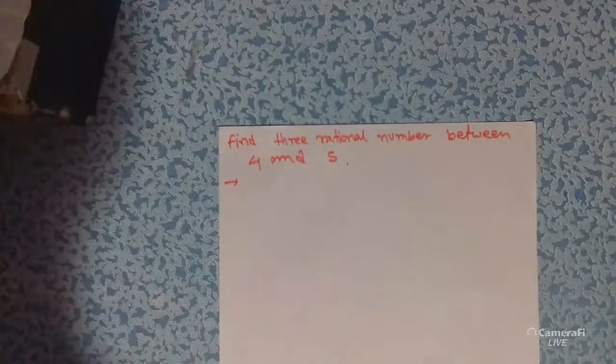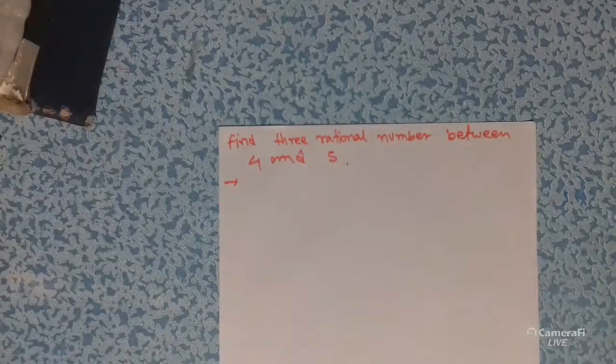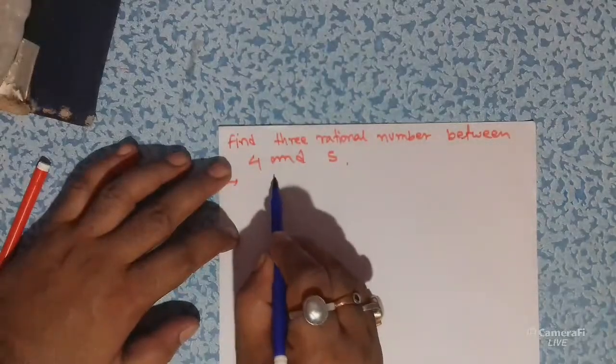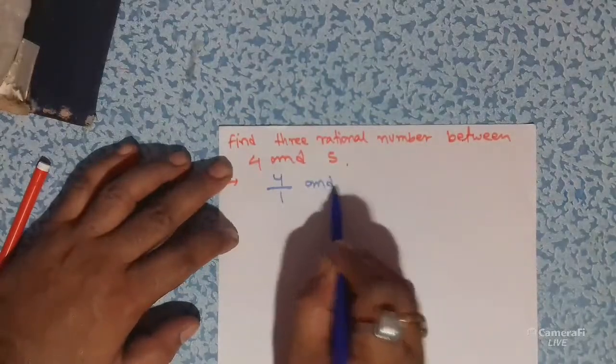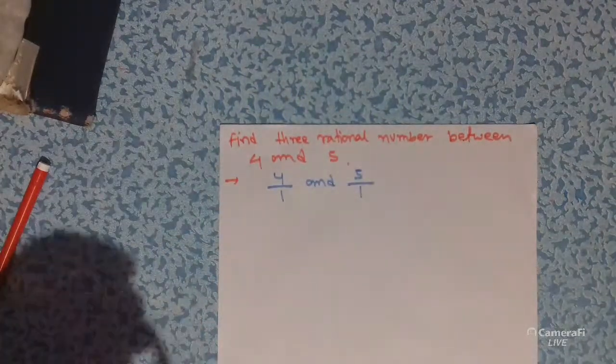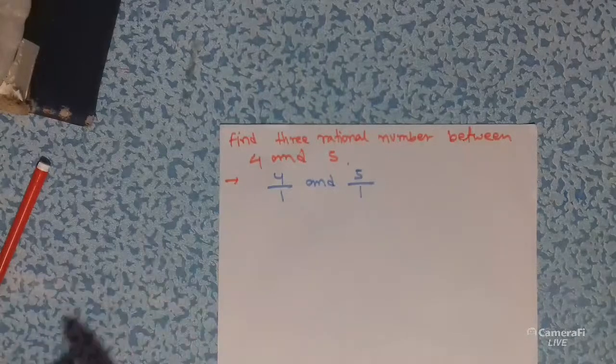Find 3 rational numbers between 4 and 5. At first you must take the numbers as 4 by 1 and 5 by 1. So its denominators are 1. Okay, and these are the same denominators. Now you have to find 3 rational numbers, so you have to multiply both the numbers by a number which is greater than 3.